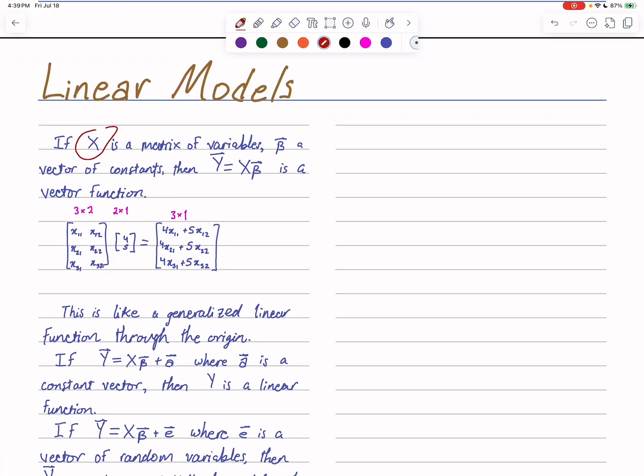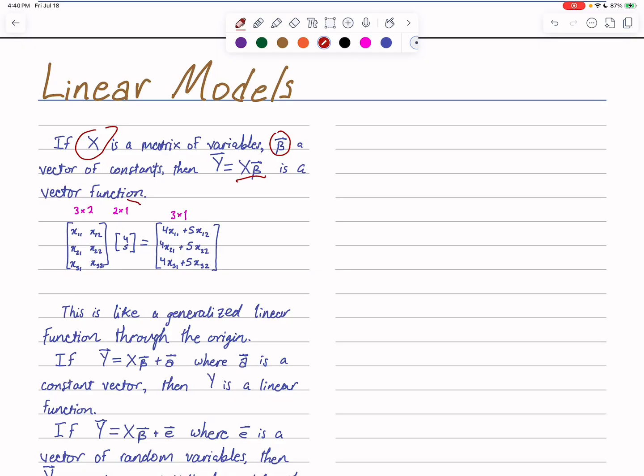So let's start by considering a situation where you have a matrix of variables. This is just like having a matrix of a bunch of numbers, except that we can assign values to the variables just like you would with any function. So X is, effectively, a matrix of variables, it's a function, right? And then suppose that we have an appropriately shaped vector of constants, which we're going to call the vector beta. And then we can matrix multiply the matrix of variables times the constants.